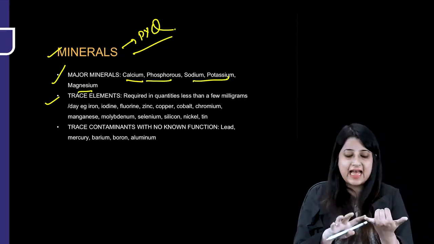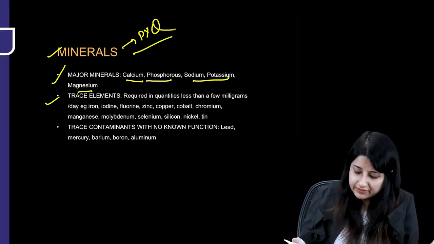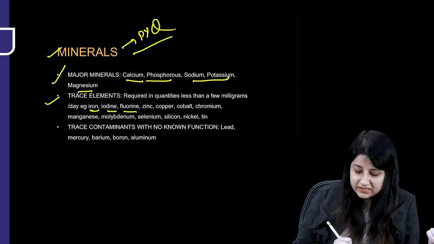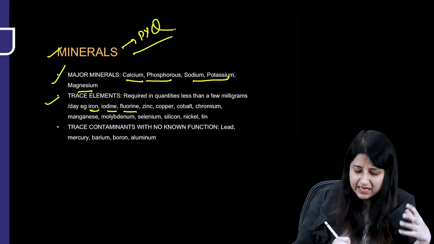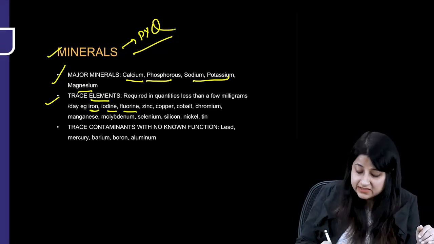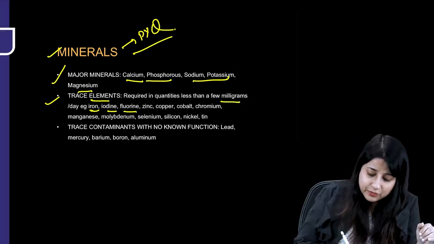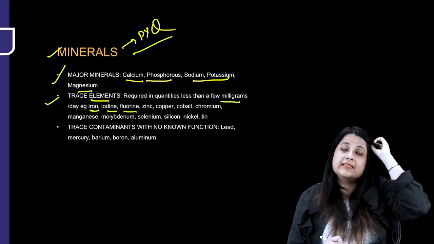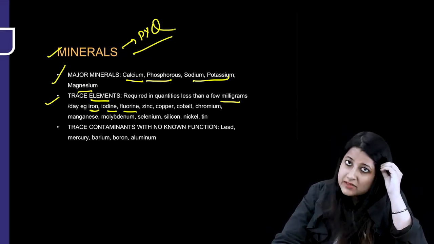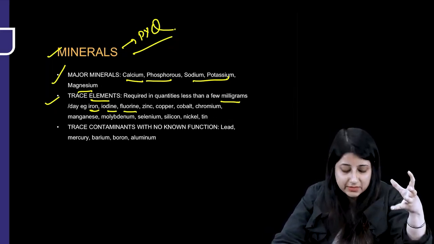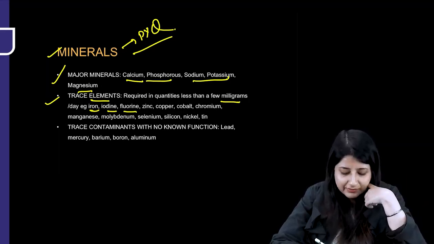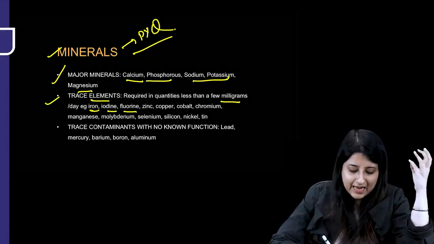Now important thing is iron, iodine, fluorine, which we study so much. Iron deficiency, anemia, iodine requirements, goiter, all those things. These are what? Trace elements. They are required in quantities less than a few milligrams per day. See, micronutrients, few milligrams to several grams. In that also you have major minerals which are required in slightly more numbers, but trace elements are less than a few milligrams. And remember the trace elements, more important for your exam, iron, iodine, fluorine.